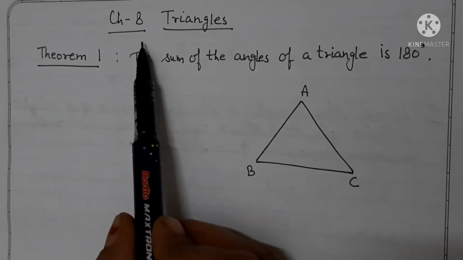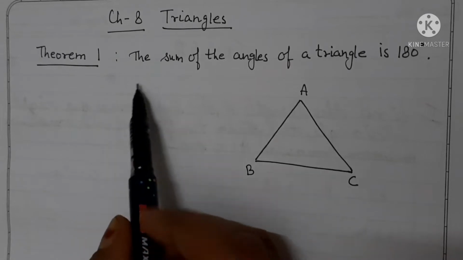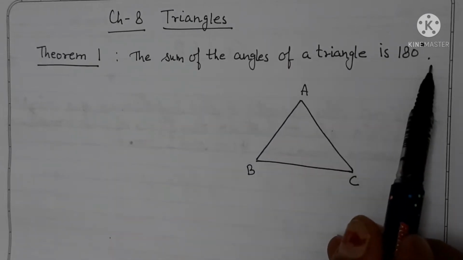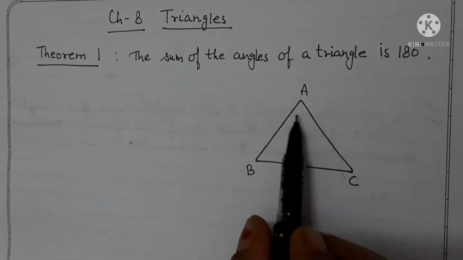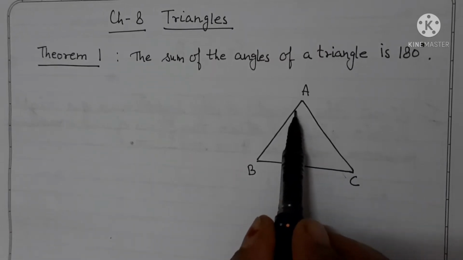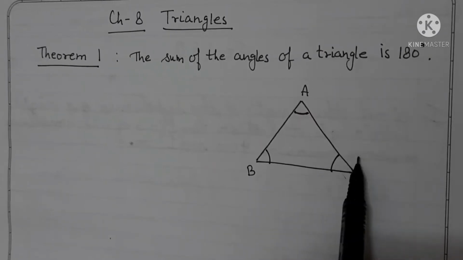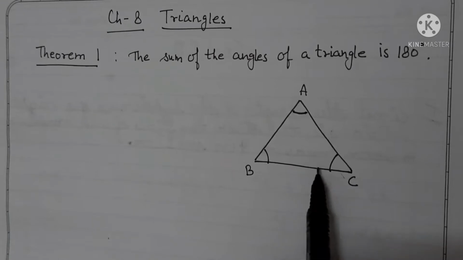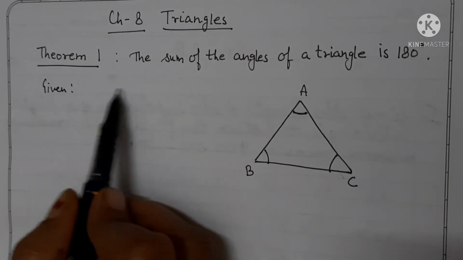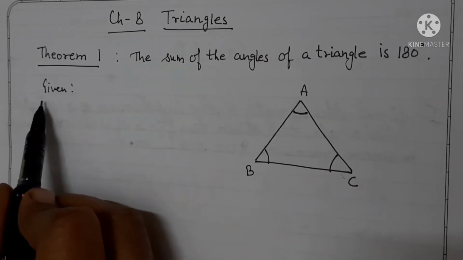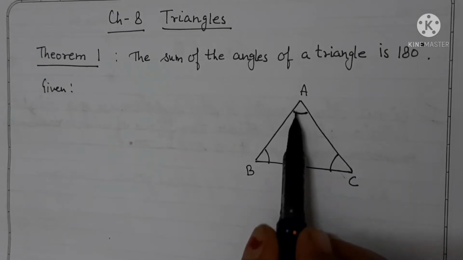Now come to chapter 8, triangles theorem. Number 1: the sum of angles of a triangle is 180 degrees. So this is a triangle ABC, it is given, and we have to prove that the sum of angles, meaning angle A plus angle B plus angle C, is equal to 180 degrees. This we have to prove. So you can write: given a triangle ABC, and to prove, the sum of angles will be 180.